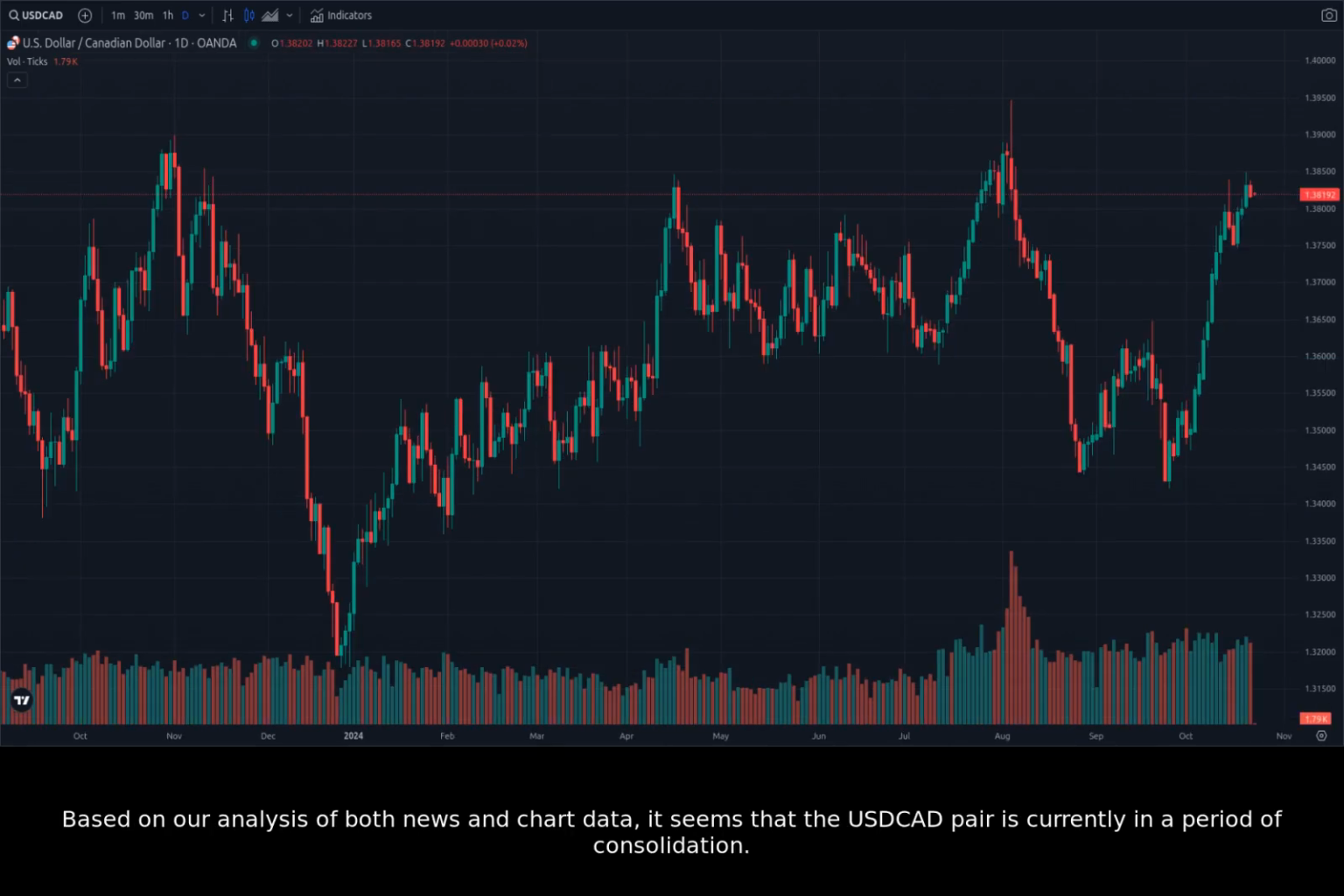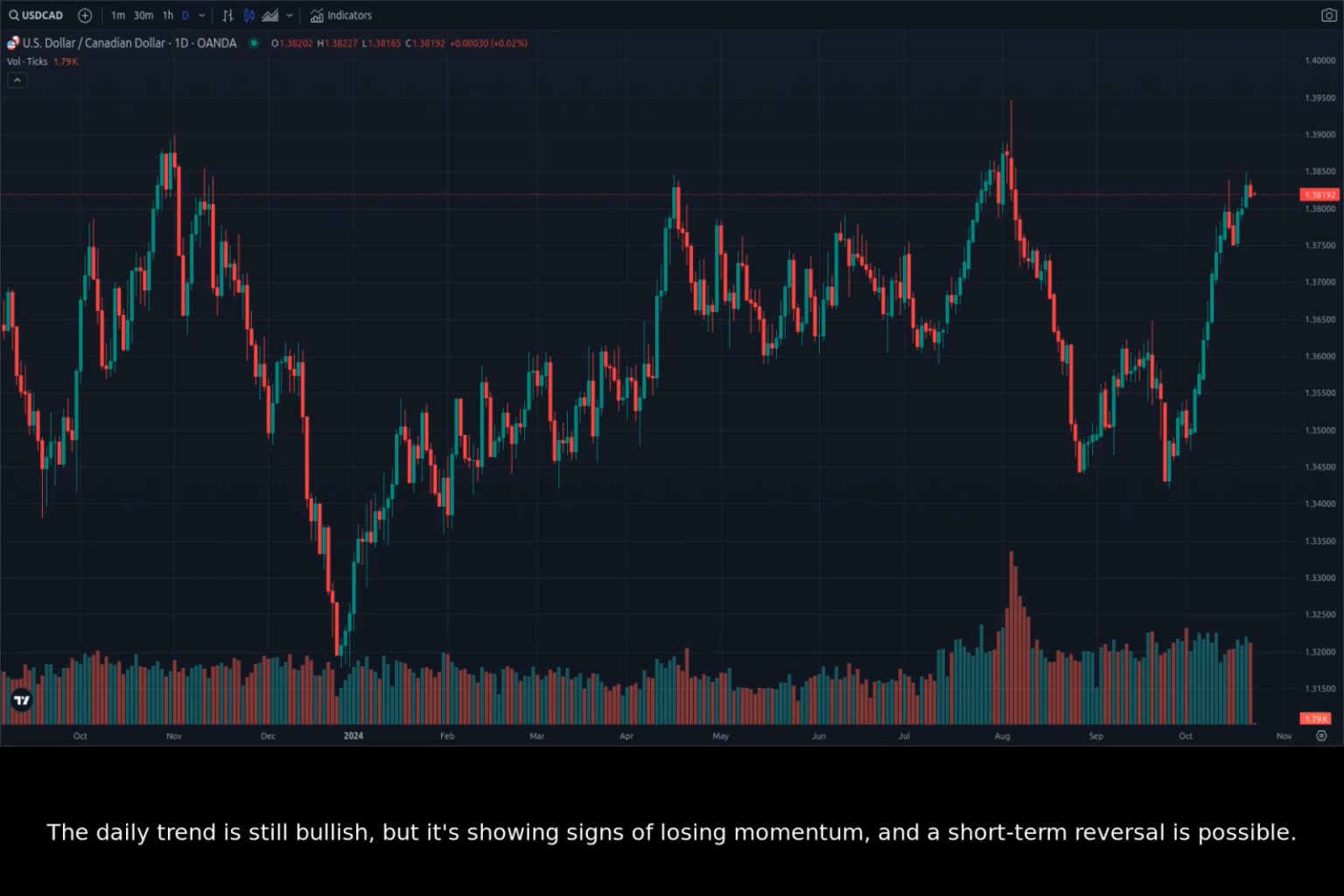Based on our analysis of both news and chart data, it seems that the USDCAD pair is currently in a period of consolidation. The daily trend is still bullish, but it's showing signs of losing momentum, and a short-term reversal is possible. The 1-hour chart suggests a tight range with the price testing both support and resistance levels. The 15-minute chart reveals a similar picture, with the price moving back and forth within a narrow range. The next major economic release or event will likely be a key catalyst for a decisive breakout in either direction.